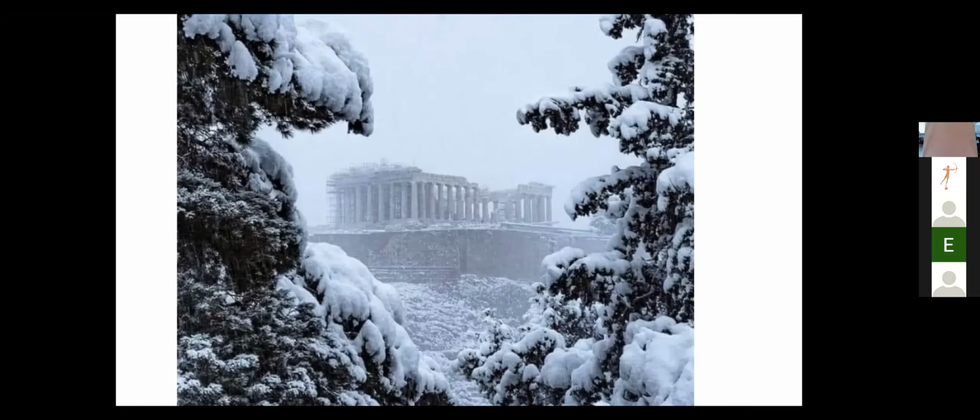Welcome back to class. I'm in Dallas, Texas, and this image is the Parthenon in ancient Greece. It's telling of what's going on in Texas over the last week, the snow and the ice and everything.